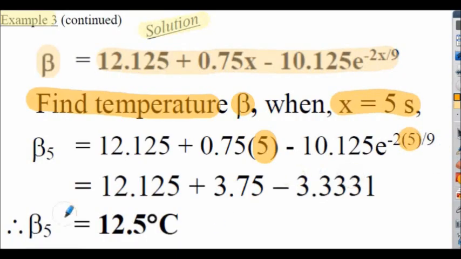I'll let you do the evaluation. You should find that beta is equal to 12.5 degrees. That's the temperature of the water being heated after 5 seconds has elapsed. That's the solution to example 3. On the following slide, I've just shown some reference information.